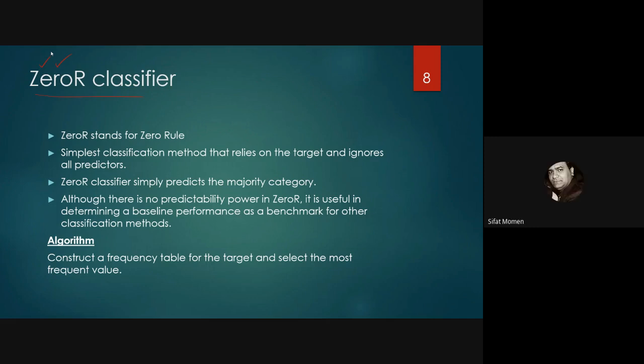So what is the job of this classifier? How does it predict? Look at this one. This is where I explain how this classifier is going to predict. This is the simplest classification method that relies on the target and ignores all predictors. I'll give an example, and I hope things will be a bit clearer.